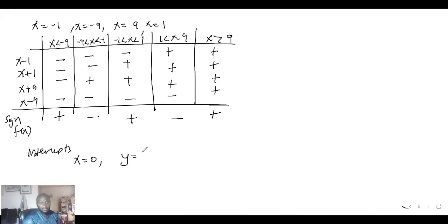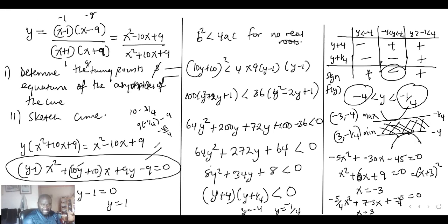Y is 1, so the intercept is (0, 1). When Y is 0, don't bother, just come and substitute here. That is why this cross multiplication technique is very steady, very vital. It accumulates a lot of information.